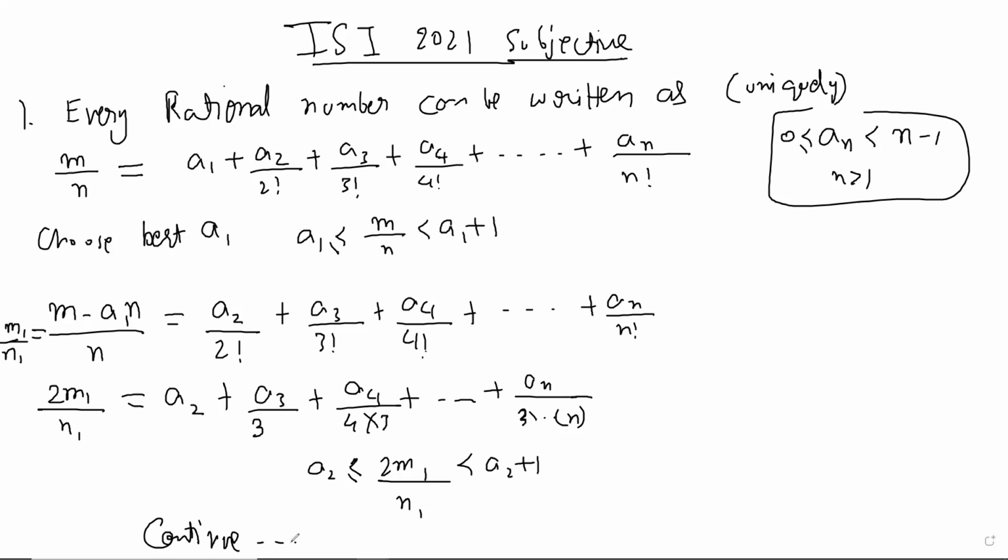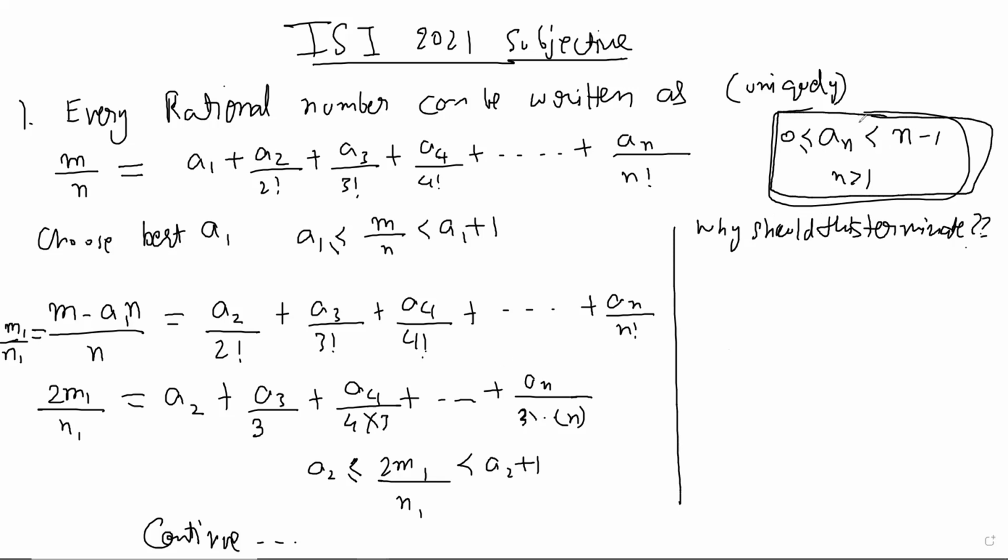Okay, so good. But then what is the guarantee that this will terminate? Question is, why should this terminate? And by the way, this condition is met, you can easily verify, right? Because m1 by n1 is less than 1, so 2 times that will be less than 2, so A2 will be less than 2. Similarly, at every stage the residue is less than 1, and so when you multiply by n minus 1, it will be less than n minus 1, so An will be less than n minus 1. That is something you can just check.